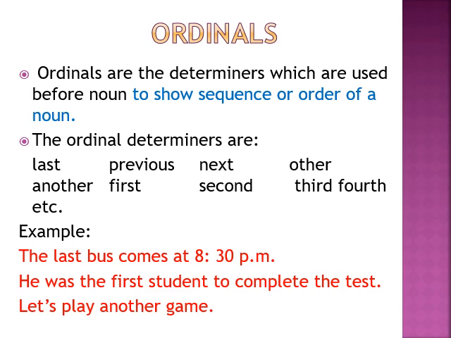Now examples of ordinal determiners: the last bus comes at 8:30 p.m. It is telling us about the bus. This is the last bus. He was the first student to complete the test. It is telling us about the student, that he was the first student. Let's play another game. We are talking about the game. Another game.